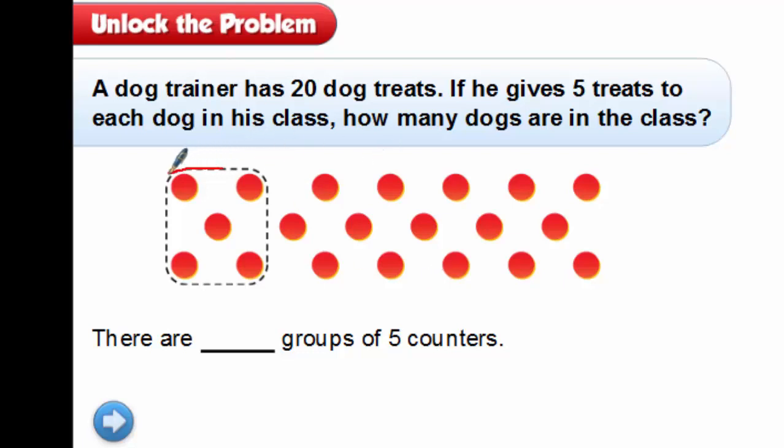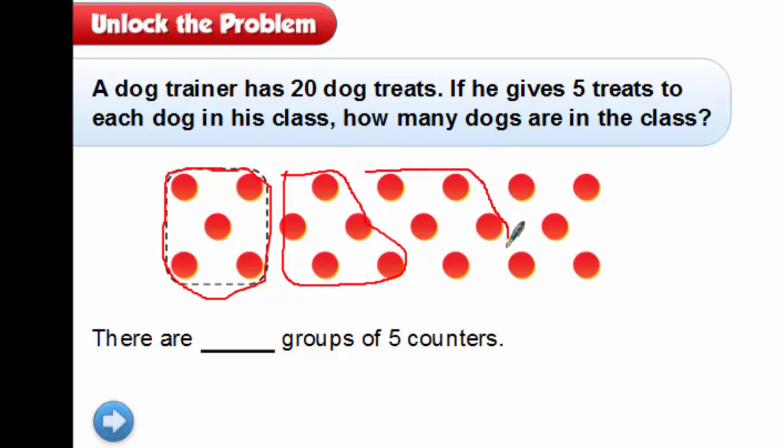So here we draw a group of 5. I'm just going to trace this, sort of. There's one group of 5. Let's do another group of 5. 1, 2, 3, 4, 5. And another group of 5. 1, 2, 3, 4, 5. And then our last group of 5. So we have 20 treats. Each dog gets 5. Now, how many dogs would be in his class? 4, because there are now 4 groups of 5.